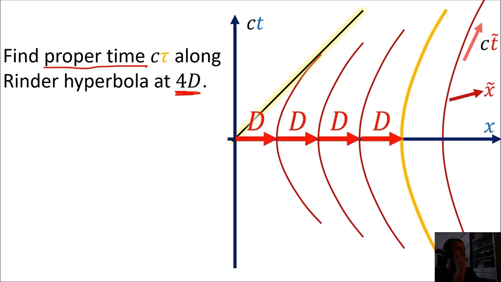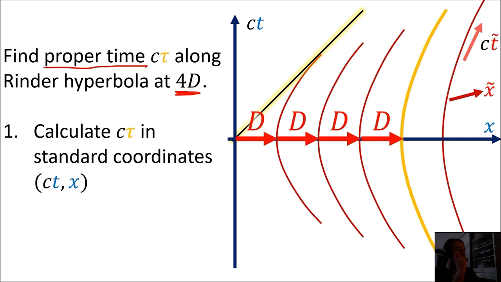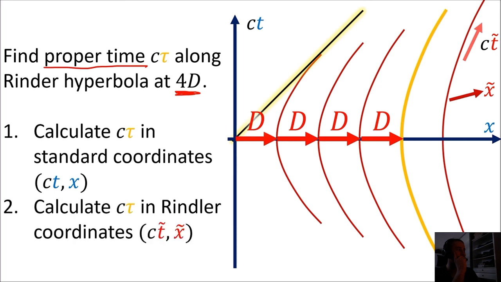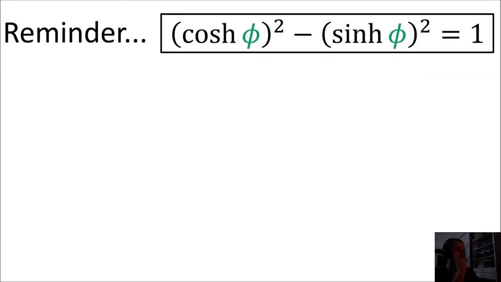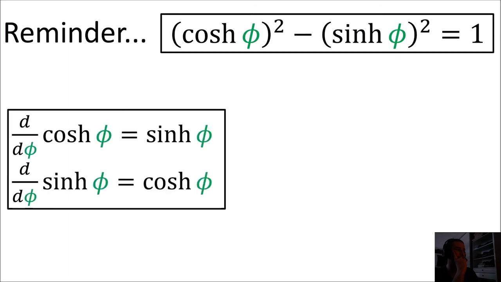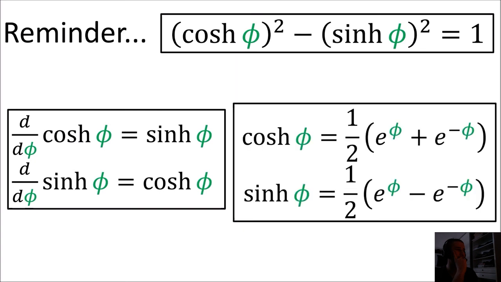We're going to do this both in the standard inertial coordinates using the Minkowski metric and also the Rindler coordinates using the Rindler metric, and we're going to find that our result of the proper time along the curve ends up being the same in both cases. To do our calculations, I'm just going to remind you of this fundamental hyperbolic trig identity, cosh squared minus sinh squared equals 1, because we're going to be using it a lot. Also, remember that the derivative of cosh is sinh, and the derivative of sinh is cosh, which we can show easily using the exponential representations.